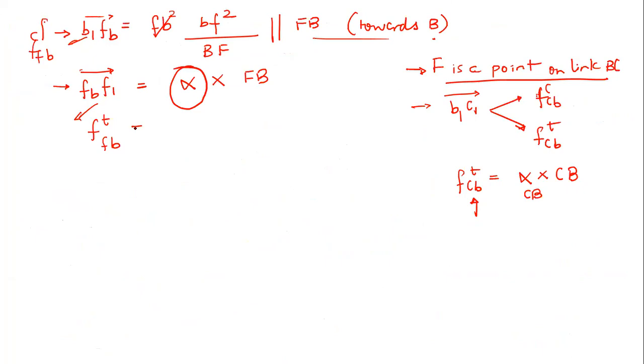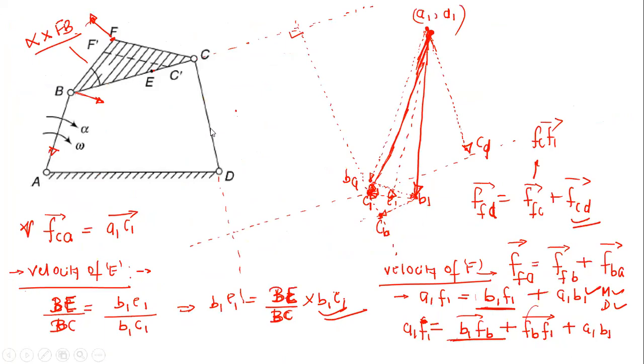Now you can put this alpha and calculate the tangential component. The tangential component is simply the FB1 vector. So once you know the magnitude of this tangential component, you just go here and draw those two vectors, and then you can easily find out this point F1.